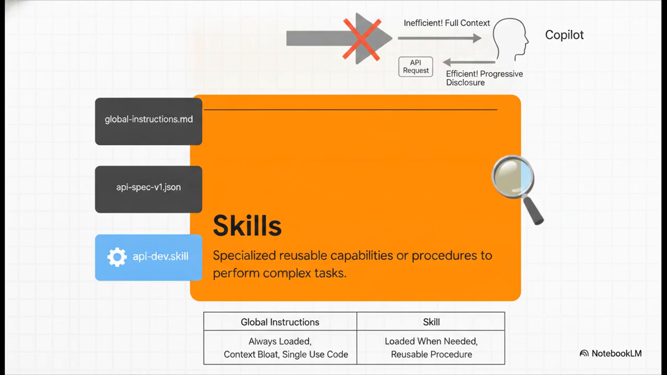Next up, we have skills. A skill is a specialized, reusable capability or procedure. Imagine you have this incredibly complex 500-line procedure for API development. If you stuff that massive block of text into your global instructions, you are literally polluting Copilot's context window on every single keystroke. No good. Instead, you create an API development skill. It relies on progressive disclosure, which just means Copilot only accesses that detailed procedure when it actually needs to build an API. It is infinitely more efficient.